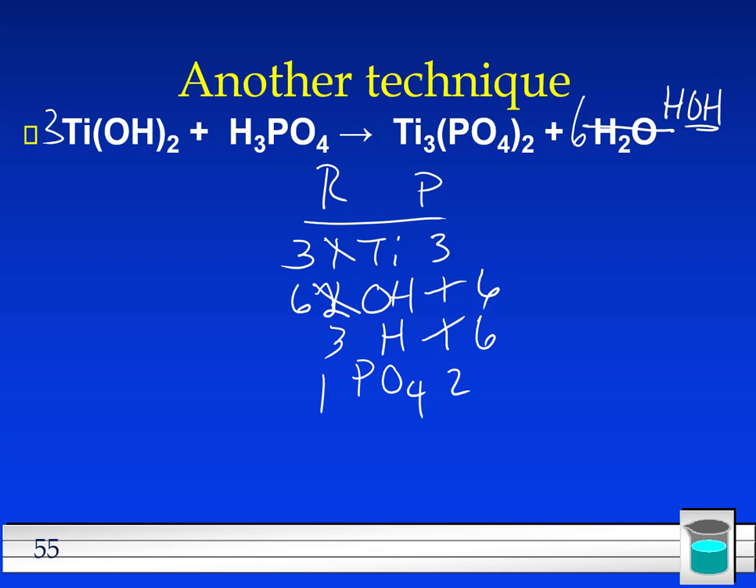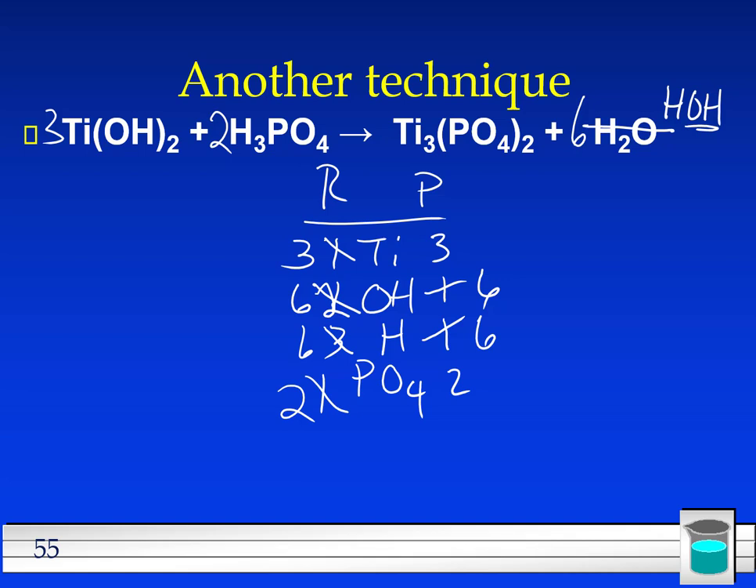Now to fix hydrogen, I'd have to put a 2 in front of phosphoric acid. And that would give me my 6 hydrogen, and it would give me 2 phosphates. Surprise, surprise. Well, that balanced really easy, Mr. Green. That wasn't very hard.